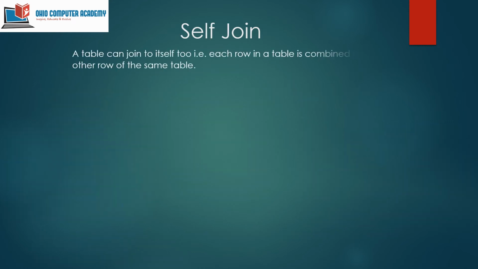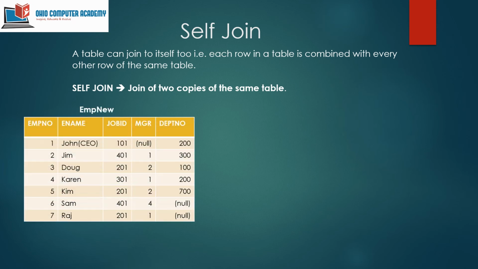A table can also join to itself. That is, each row in a table is combined with every other row of the same table. This self-join can be viewed as a join of 2 copies of the same table. The table is not actually copied, but the SQL performs the command as though it was. So here in the employee table, every employee has a manager, except for employee number 1, John, as he is the CEO. He is the manager of employee number 2, 4 and 7.